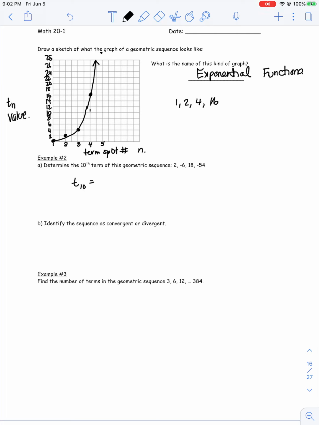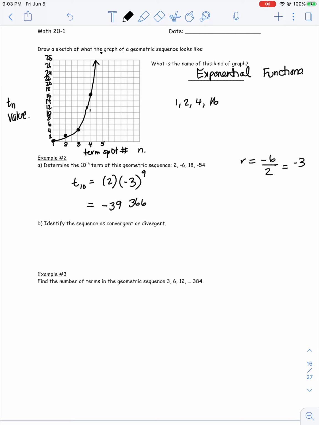So we're going to go T10 equals, we know our first term is 2, so that's T1, times our common ratio, which is r equals -6 divided by 2, which is -3. And it's always to the power of 1 less than your n number, so 9. 10 minus 1 is 9. If we put that into our calculator, we're going to get that term 10 is -39,366. As you can see, this sequence jumps a lot.